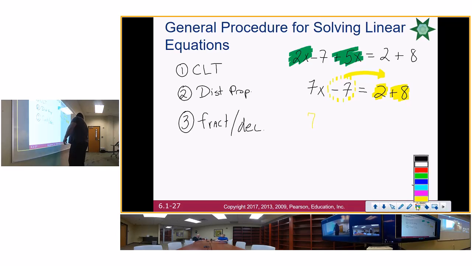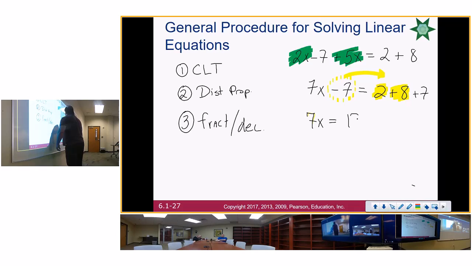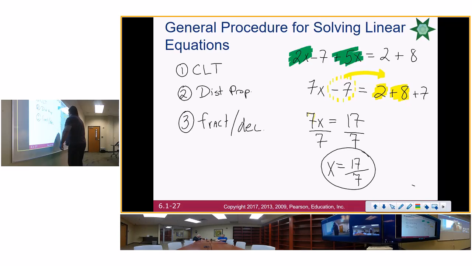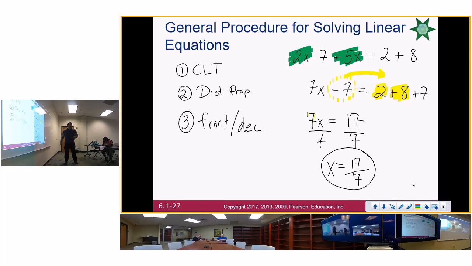So when I do that, I get 7x. Hold on a second. This is for y'all. 7x. And what happens when I take that negative 7 across the river? It becomes a plus 7. And now I get 17 and divide by 7. And x is equal to 17 over what? 7. So that's the first type of problem that students have trouble with.